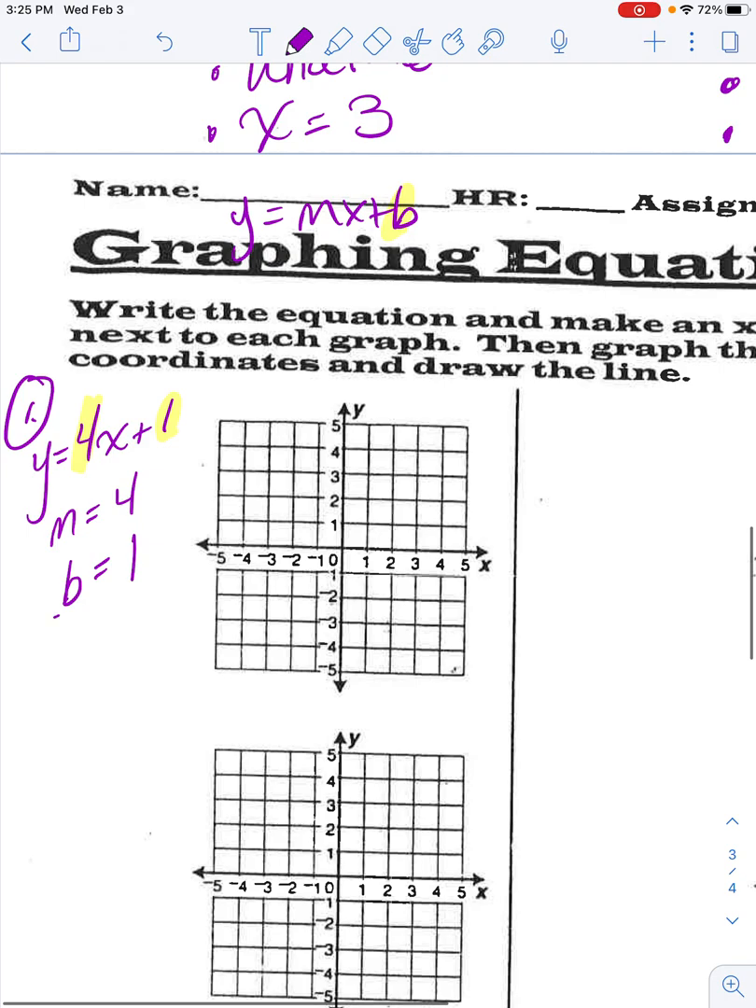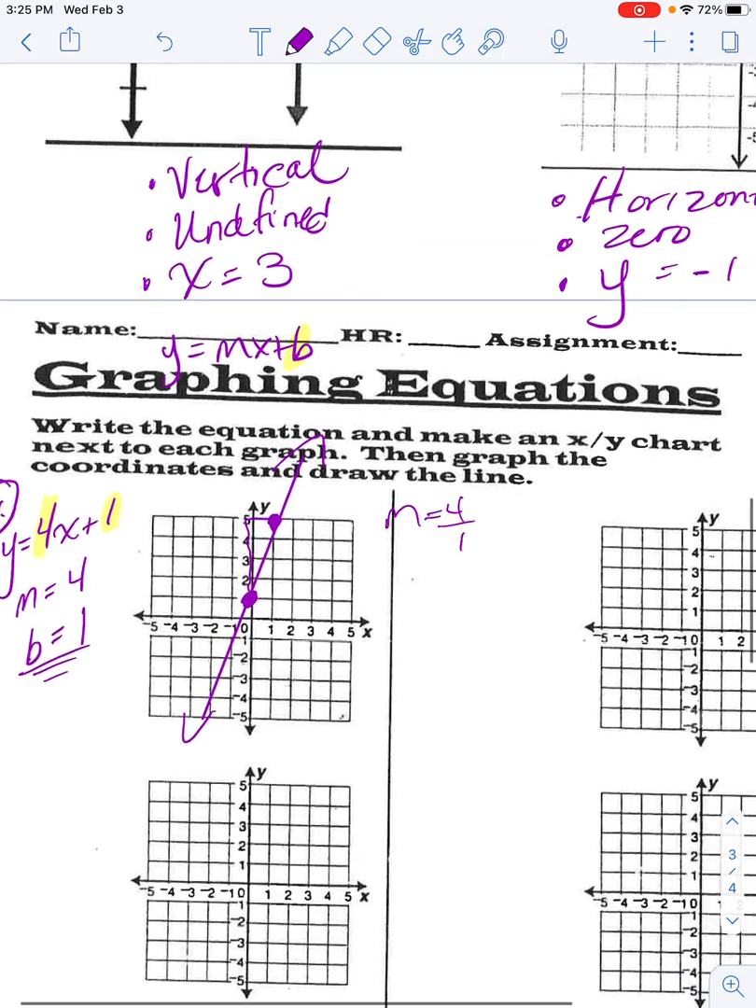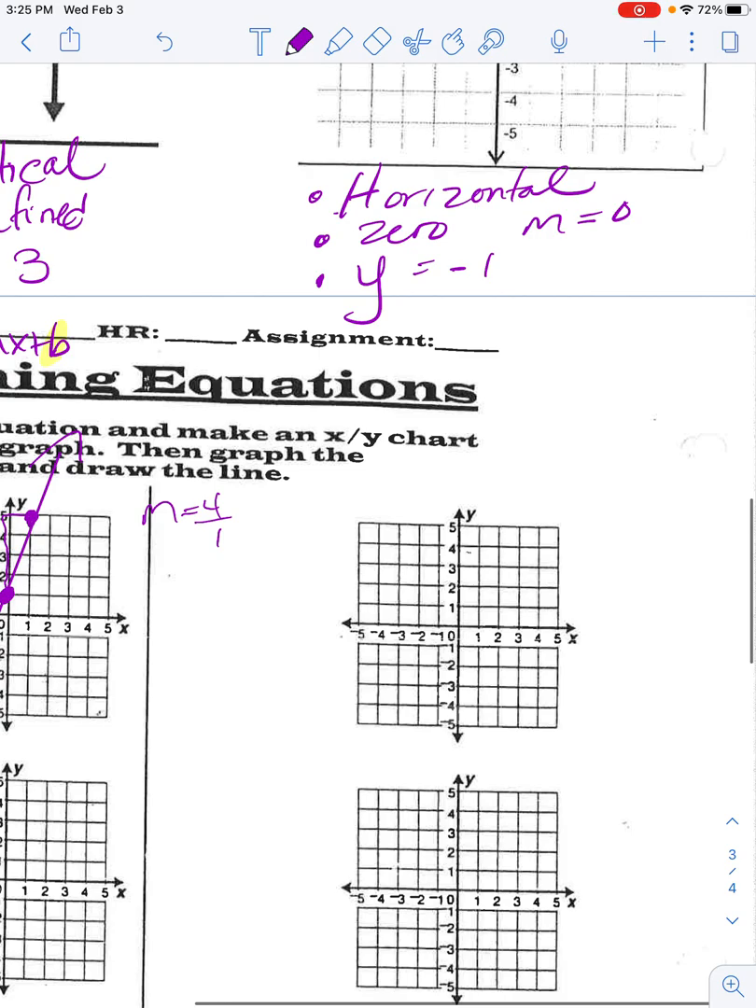Okay? So always start here. We're going to go to positive 1 on the y-axis. And a slope of 4. That would be 4 over 1. So we're going to rise 4, 1, 2, 3, 4, and run 1. I know I don't have 2 points, but we'll deal with it. Okay? That is y equals 4x plus 1. That would be the line for that. Okay? Let's do another one.